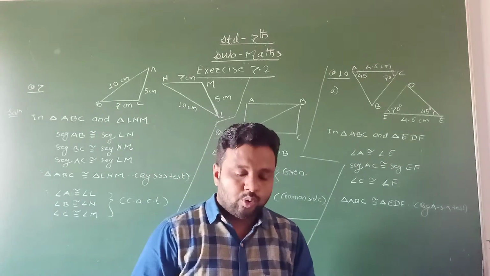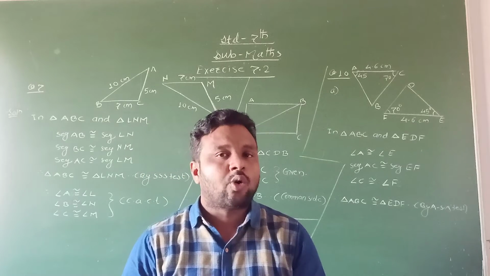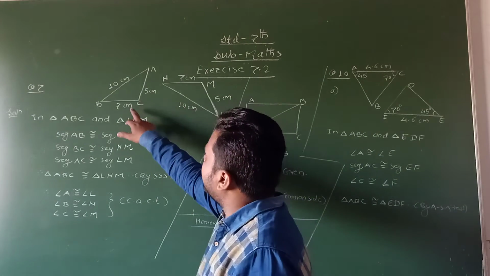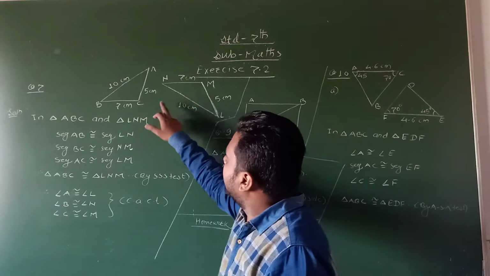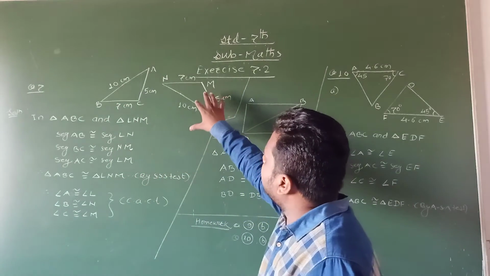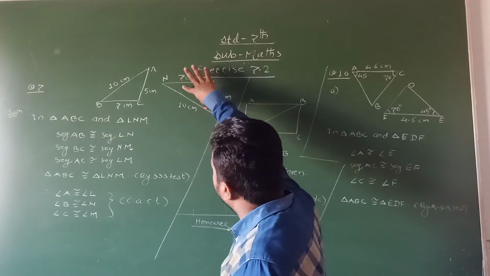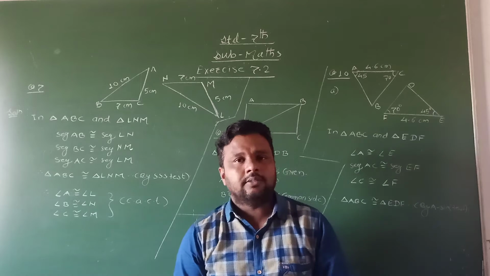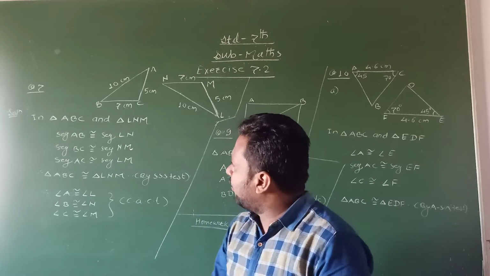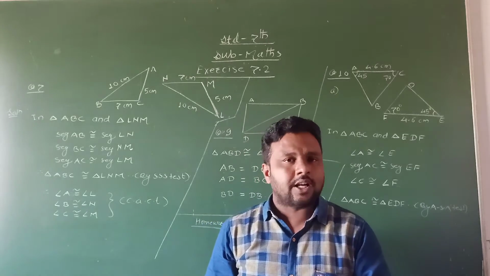If you have to prove the corresponding angles are equal, first we have to prove the given two triangles are congruent. Now, according to the given dimensions, here I mention in the given figure. AC is 5 centimeter, BC 7 centimeter, AB is equal to 10 centimeter, and in this triangle, MN is equal to 7 centimeter, ML is equal to 5 centimeter, and NL is equal to 10 centimeter. In these two triangles, the information about all three sides is given. So we can think about the side test of congruency to prove these two triangles are congruent.